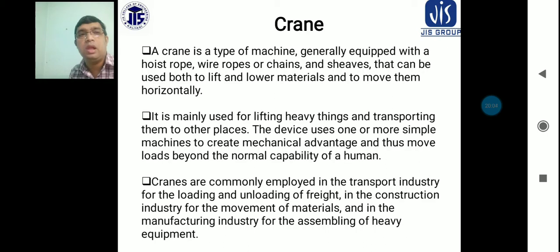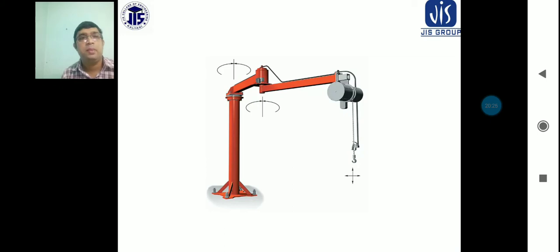Then the crane will transfer your materials and place them here very easily, and compaction will be done a few days later. Again the materials will be removed by the crane, and this type of work can be done by cranes.